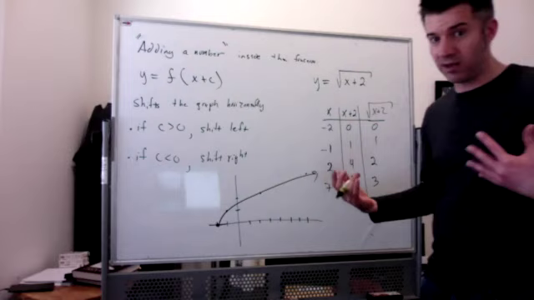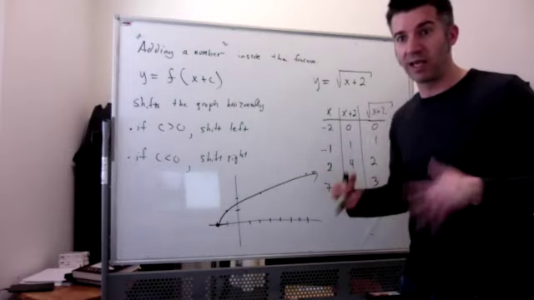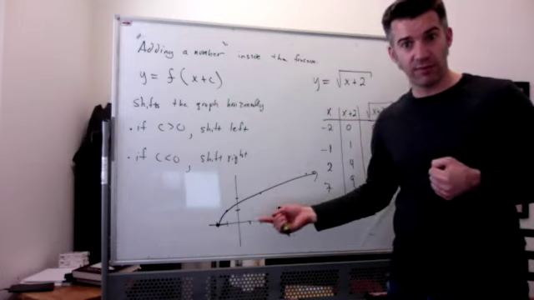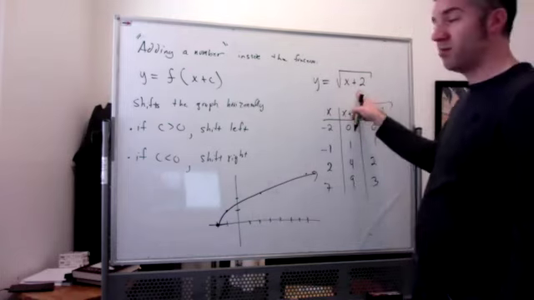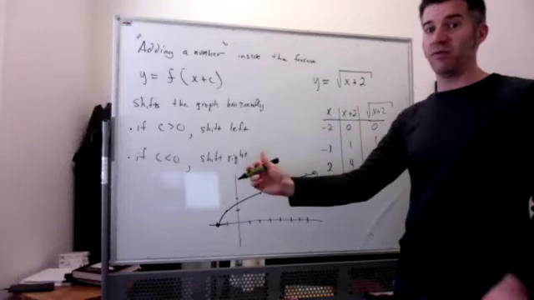It just looks like the regular, my bad drawing notwithstanding, it looks like the regular square root graph scooched over 2 to the left. So when you add on the inside, it's going to shift it 2 to the left, or however much to the left. When you subtract on the inside, it's going to shift it that much to the right.